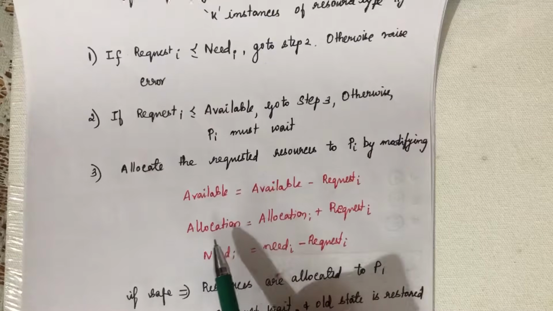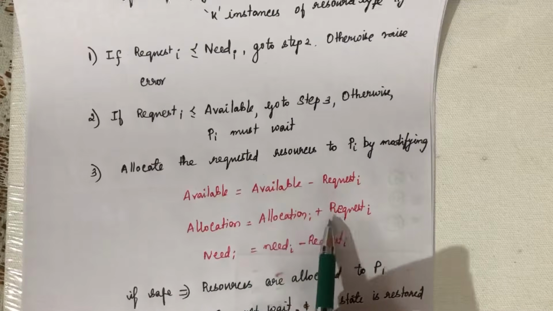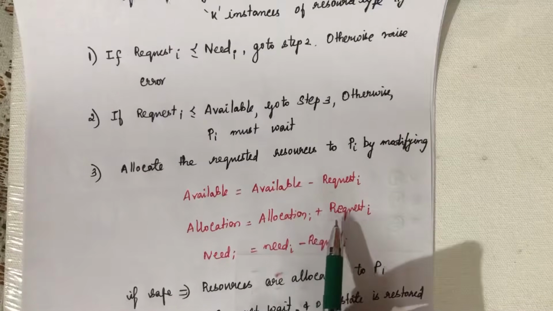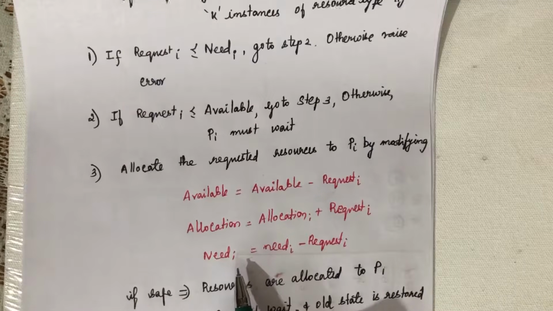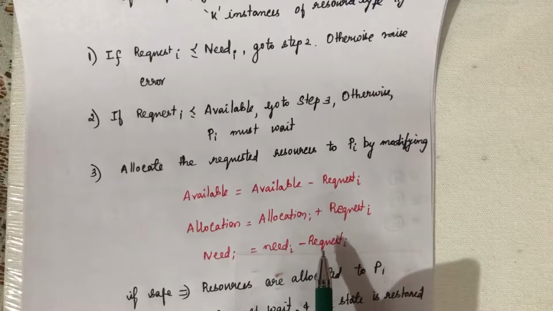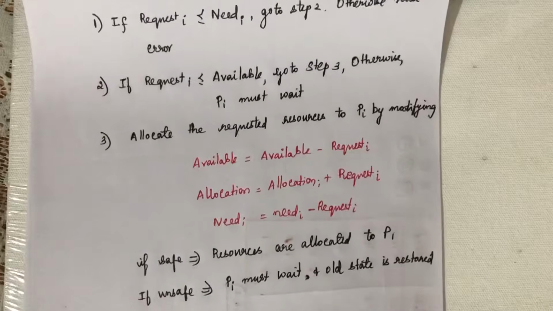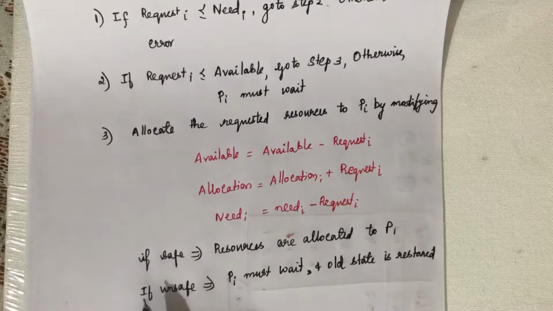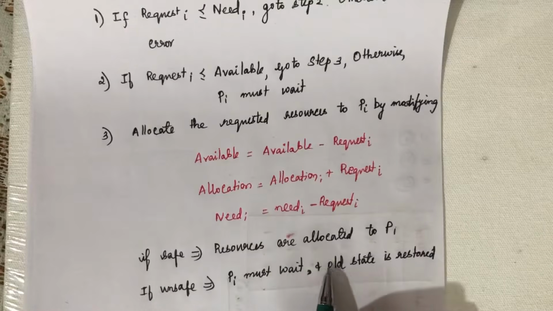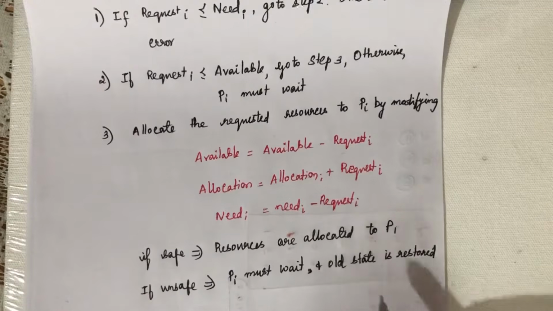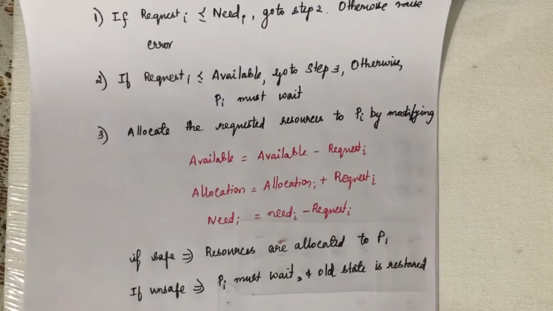Next, the allocation will be increased. That means you have to add the request to the allocation, so allocation becomes allocation plus request. Next, need also decreases, so need minus request. By modifying all these 3 in the tabular column, we get the new table. Then we again use the safety algorithm and check whether the system will be in a safe state or not. If it is in the safe state, then resources are allocated to process Pi. If it is not in the safe state, then the process has to wait and the old state is restored. So this is the algorithm that the resource request follows.